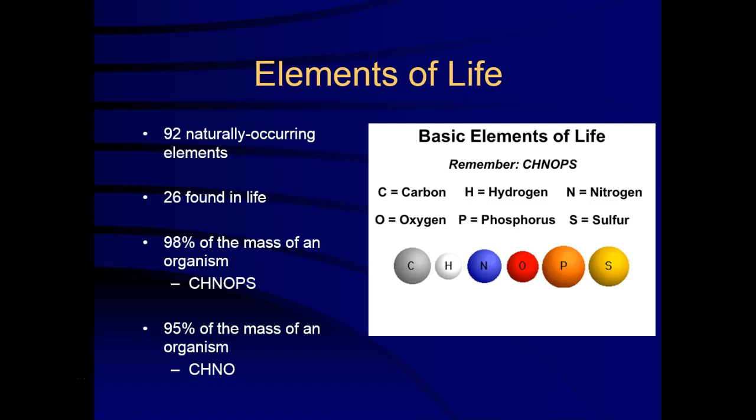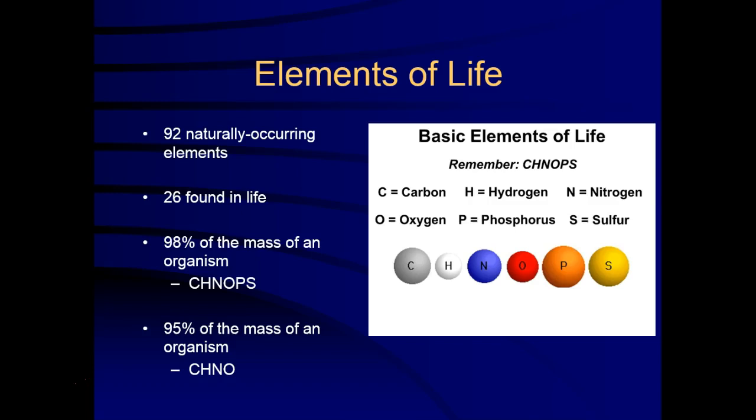Now, this goes for all living organisms. If we look from the lowliest bacterium to the tallest sequoia tree, we're going to find that those organisms are built from these same six, that most of the mass of an organism comes from those six elements.